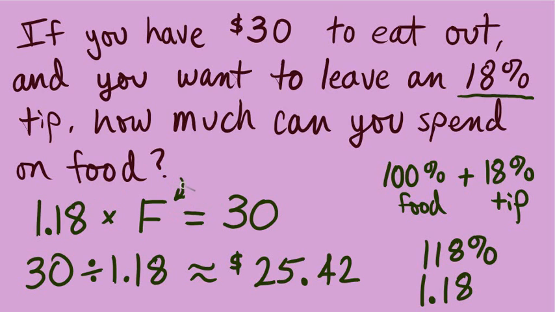Remember, you can always check these problems. So if you said $25.42 is spent on food, and you calculate 18% of that and add it back in, you're going to get yourself right almost at 30. It's because we did a little bit of rounding right here. But if you found 18% of $30, you have just gone off path. You're not going to get an answer that should be about $25.42.